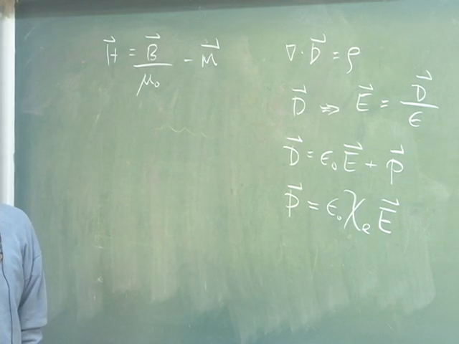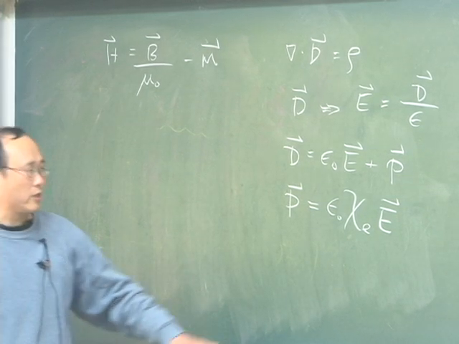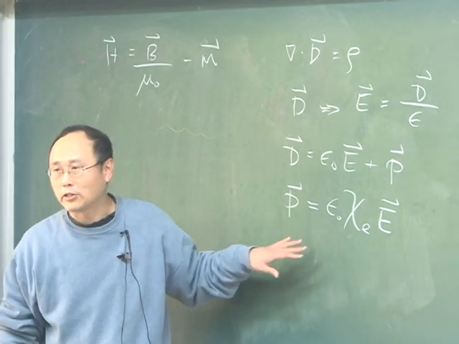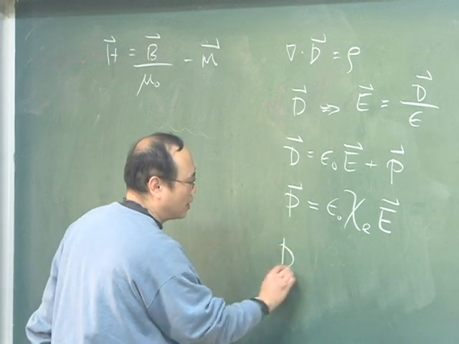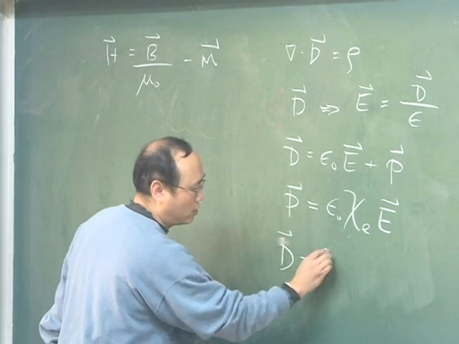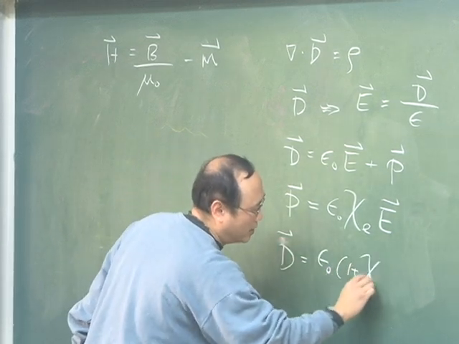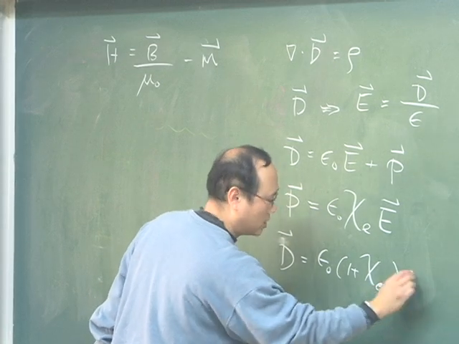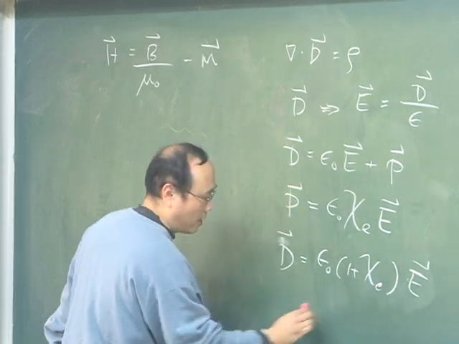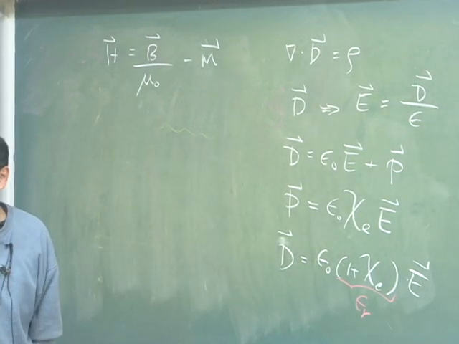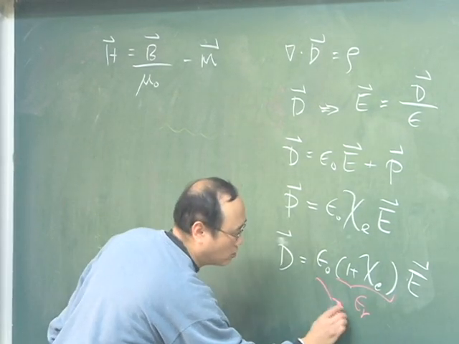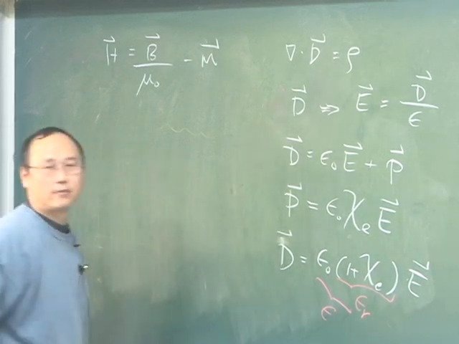Okay. For most materials with a small electric field, there's a linear relationship between P and E. Therefore, we can write D equals epsilon naught (1 plus chi E) multiplied with the electric field. And this is redefined to be a new constant called relative permittivity. And you group these two together to get epsilon.